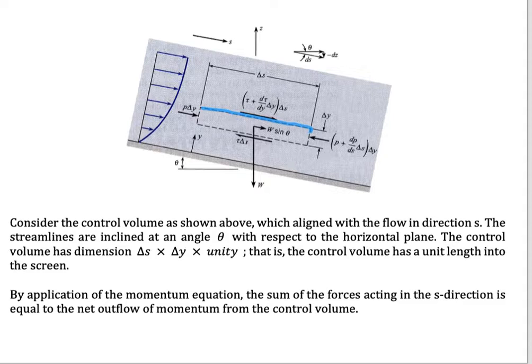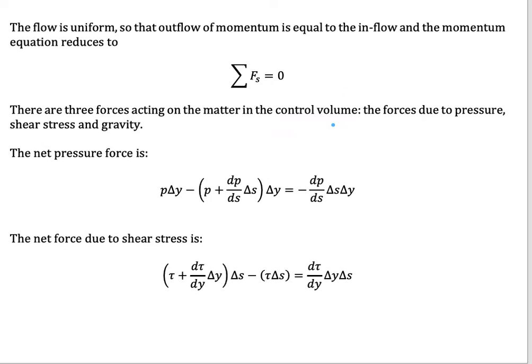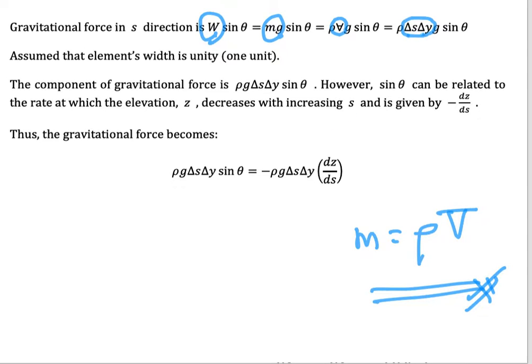So this is the delta y, and the width here is equal to 1. So we can calculate the volume as delta s times delta y times 1. That's why we only substitute delta s and delta y. Okay, and then we have a sine theta here.